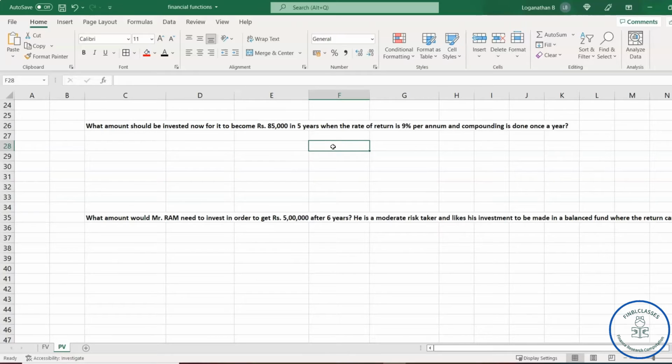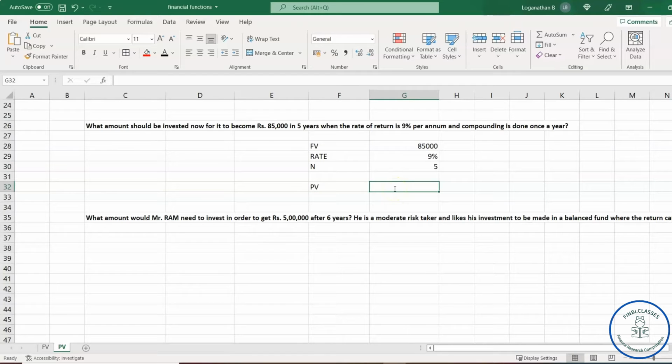So we'll type the variables and check what variable values have been given. The future value they have given is 85,000. Then they have given the interest rate, so the rate is 9%. Then they have given the number of years N, which is 5 years. And in this case, we have to find the present value.